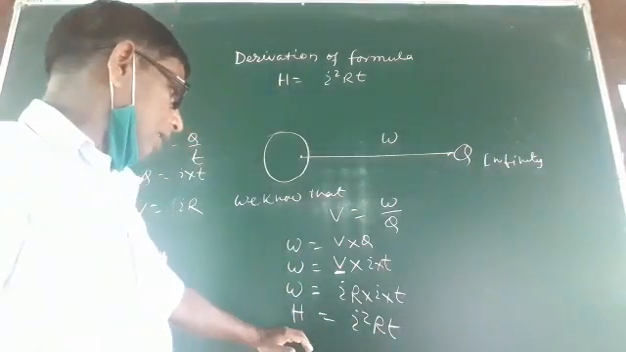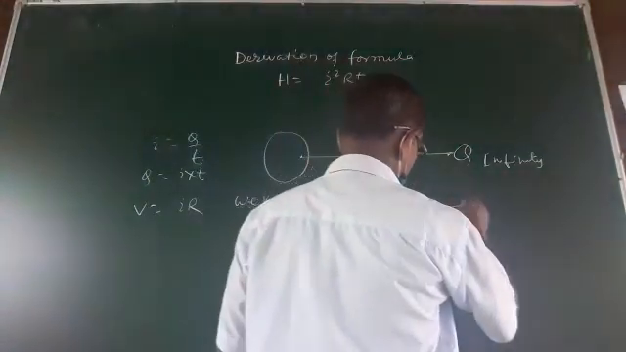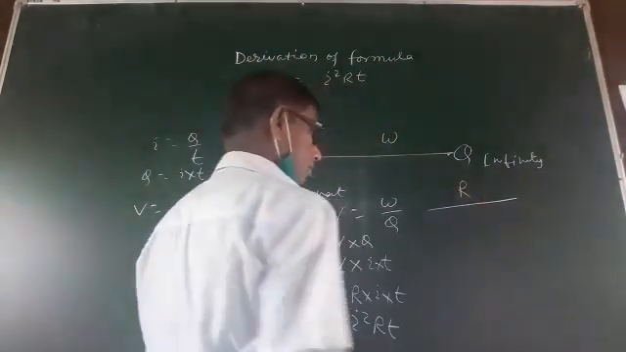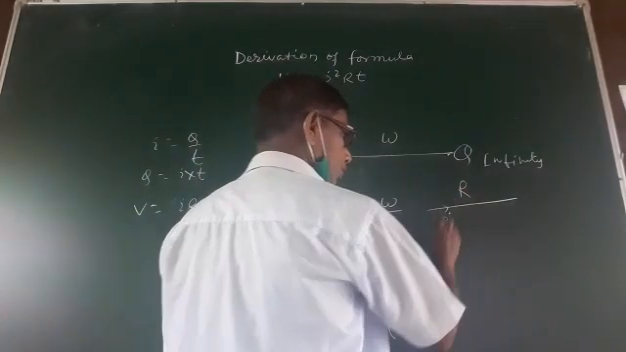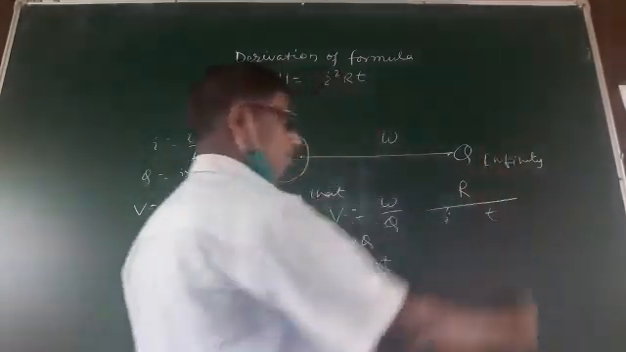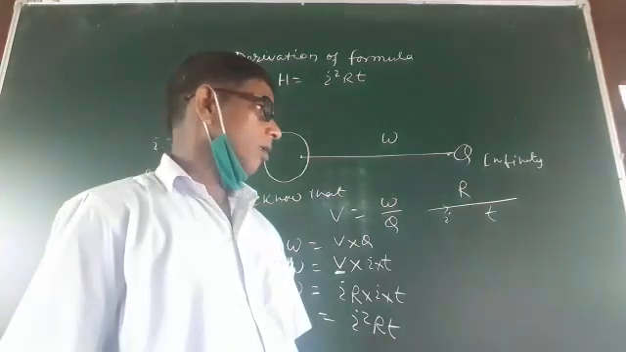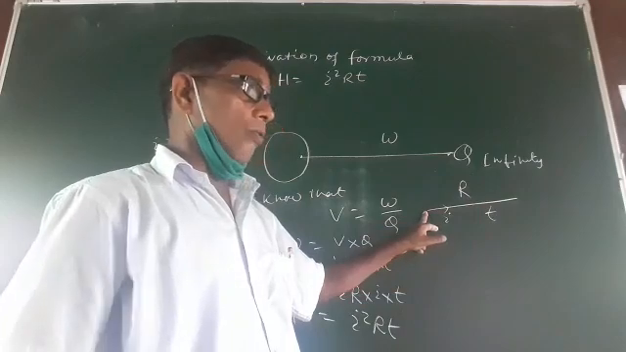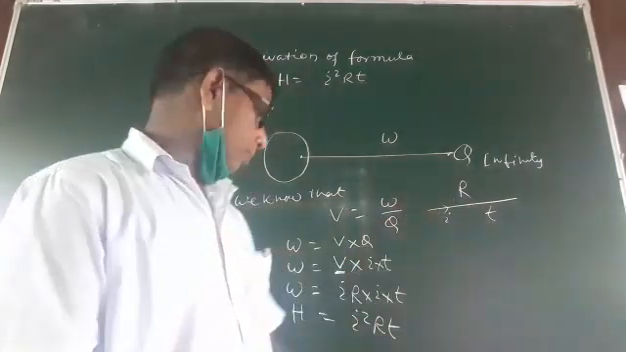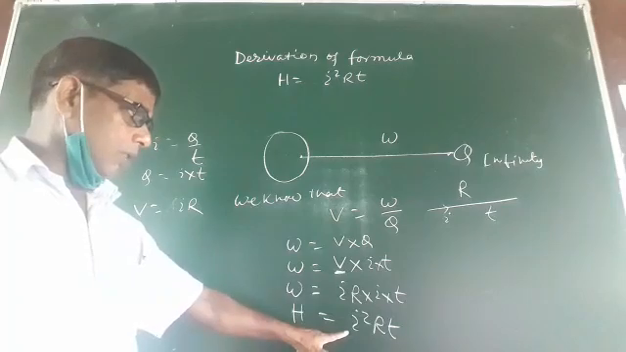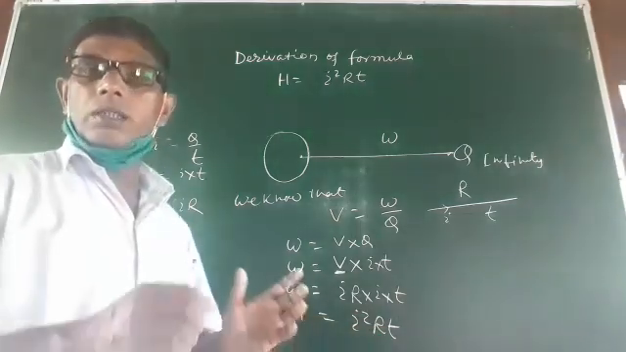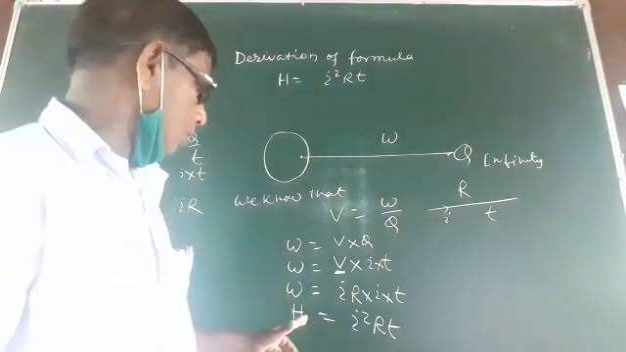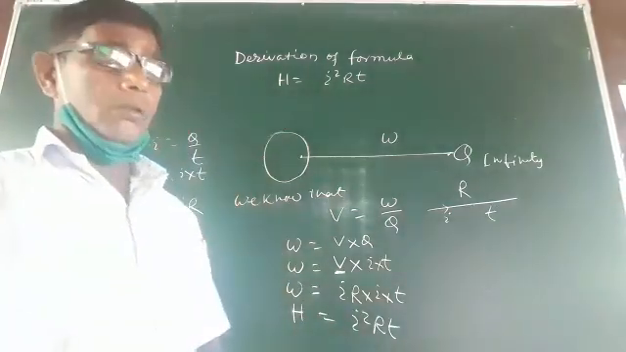Suppose there is a wire, a conductor having resistance R, in which current I is flowing for time T. The resistance of the conductor wire is R. So how much heat is produced? H equal to I square RT. In this way, we can solve a lot of numerical problems based on H equal to I square RT.